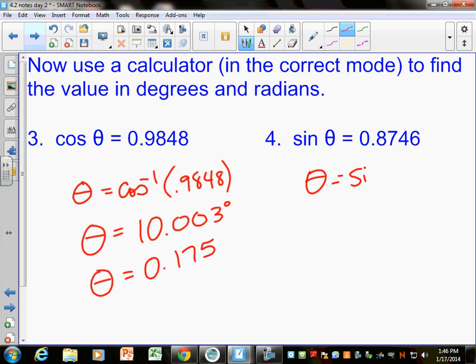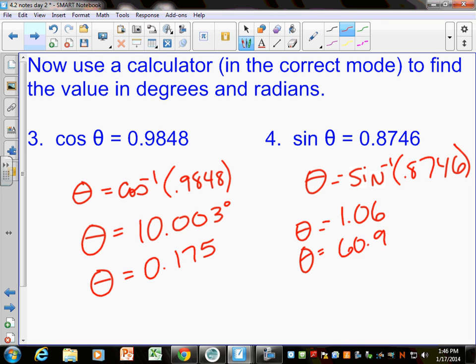So this one we're going to do inverse sine at 0.8746. And again, you want both radians and degrees. Since I'm already in radians, I'm just going to do that one first this time. 0.8746. Or in degrees, like 60.998 degrees. They're pretty close to 61 degrees.